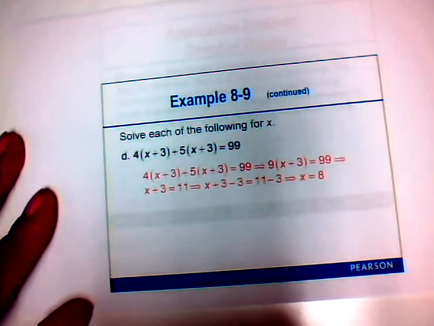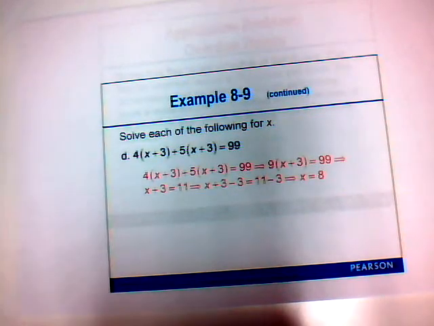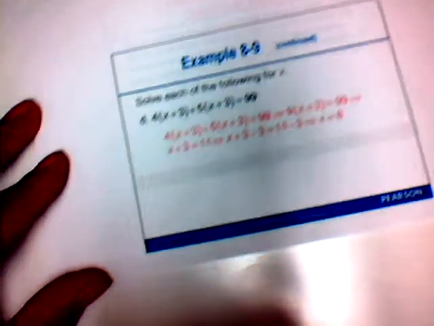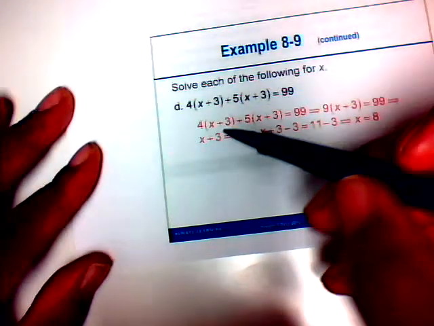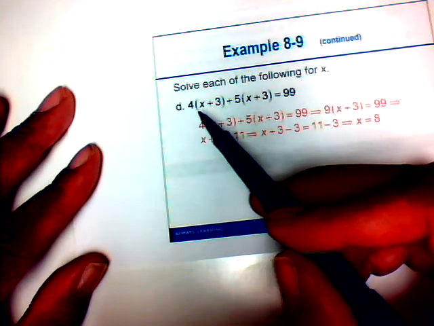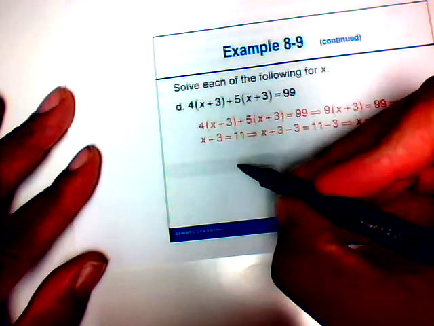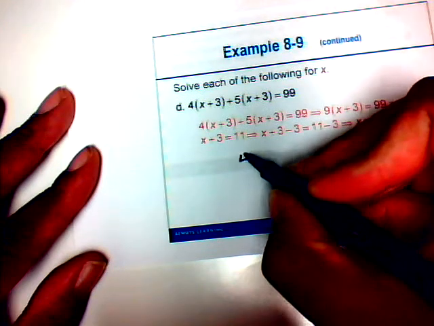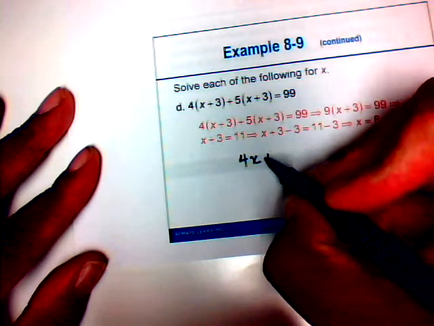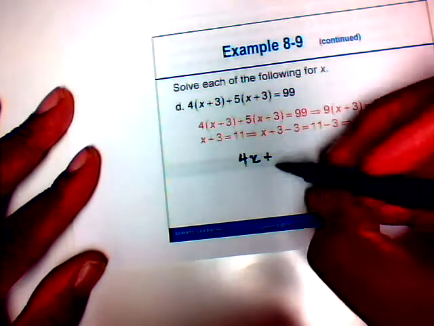And part D, you want to solve this one for x. You got 4 times the quantity x plus 3, plus 5 times the quantity x plus 3, is equal to 99. Okay, now I'm going to show you a different way of doing this particular type of problem here. What I would do is use the distributive property. What I would do is multiply 4 times x. That would give me 4x plus 4 times 3, which is 12.